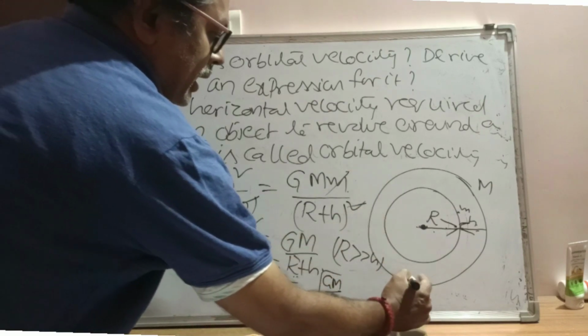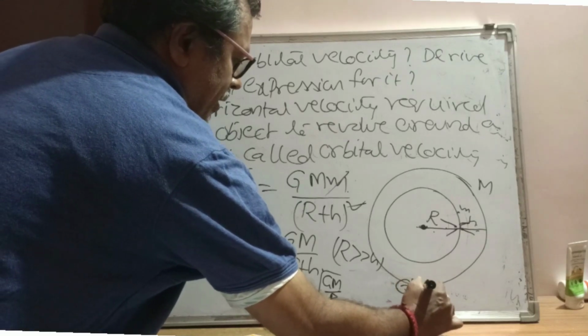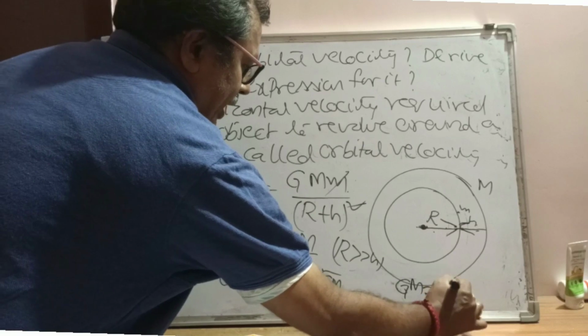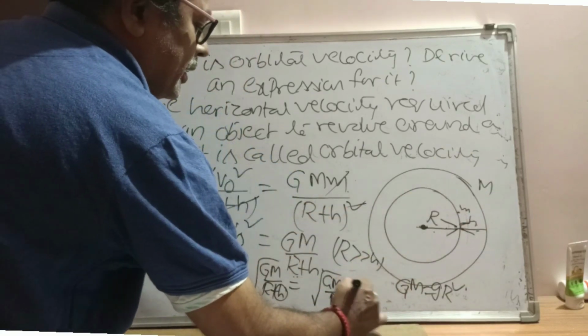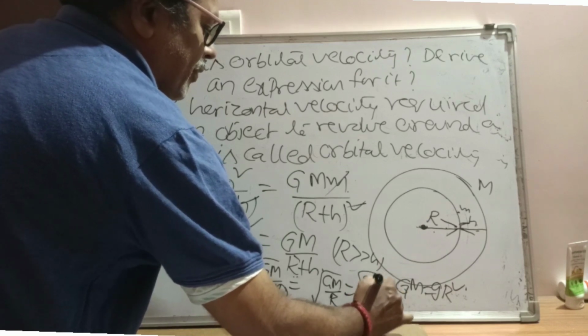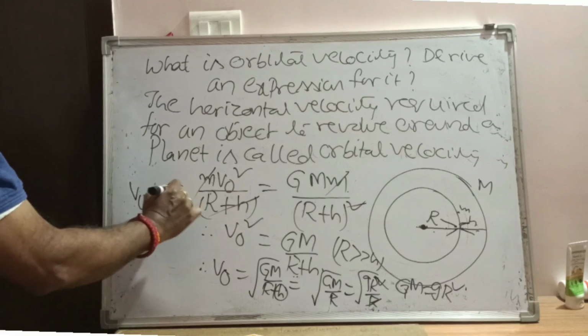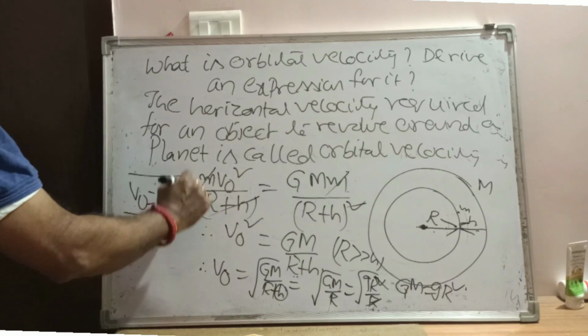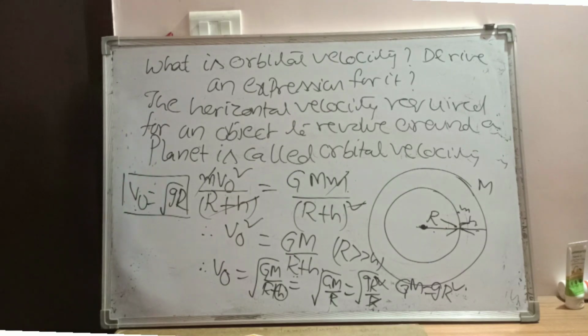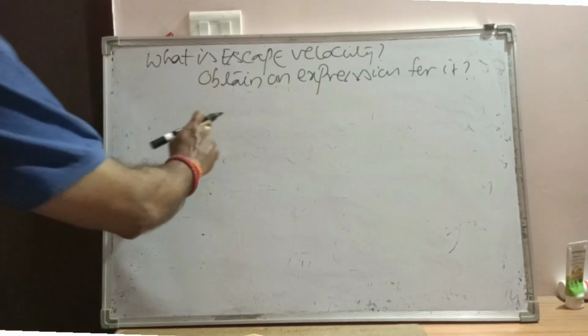But we know the relation between capital G and small g is G M is equal to g R square. Therefore, this G M can be replaced by g R square by R. Therefore, when R gets cancelled, v0 is equal to root g R. This is the formula of orbital velocity, whose value is approximately equal to 7.92 kilometers per second.